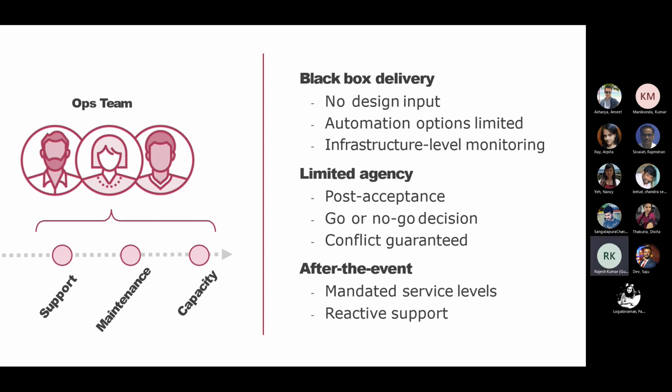Some of the characteristics of the ops team, which you should understand, and I believe all of you know that. The ops team most of the time used to work in black box delivery, with limited agency, and after the event they do the reactions. Black box delivery means no design input. Automation options are limited. Infrastructure level monitoring, they do that, not observability, mind it. These are the limitations. Limited agency: post-exception, go or no go decision, they do that. And conflict is guaranteed. After the event, they mandate service levels and receive reactive support. Reactive, not proactive. That means the issue has come, then you react. It's not like you predict the issues and take the actions beforehand. No, it's like this.